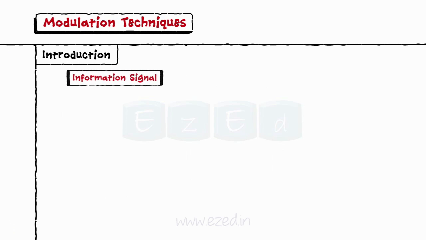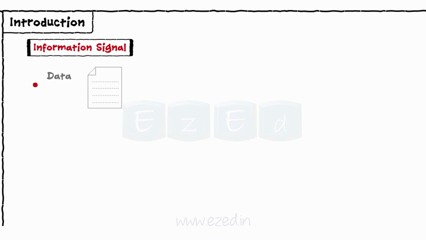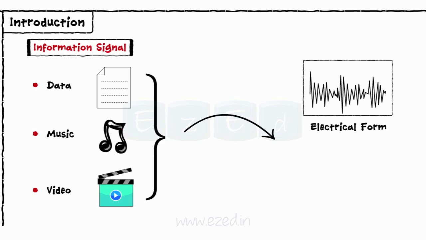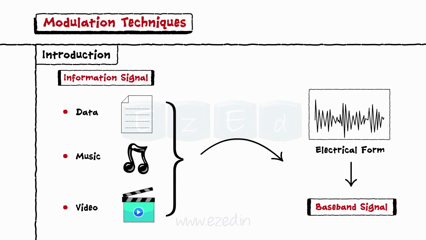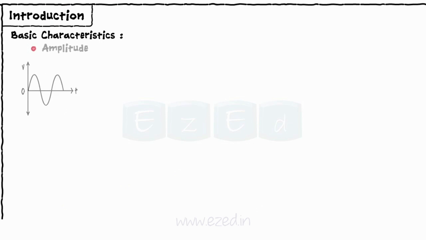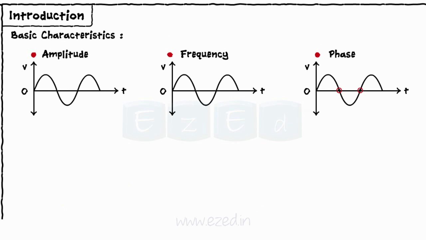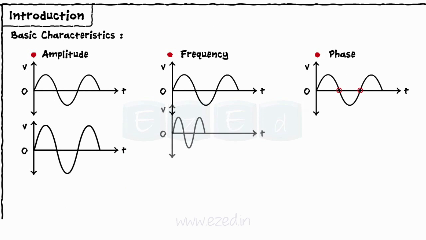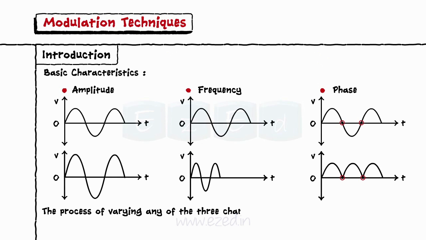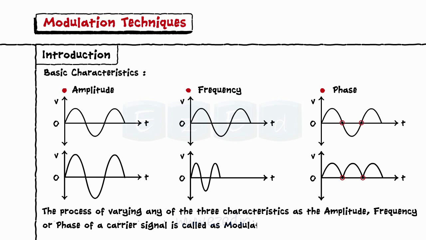We know that the information signal to be transmitted can be of any form such as data, music, video, etc. But before transmission, it is first converted into its equivalent electrical form. The electrical equivalent of the original signal is called the baseband signal. Every electrical signal possesses basic characteristics such as amplitude, frequency, and phase. We need to change the characteristics of the signal to make it more appropriate for transmission. The process of varying any of the three characteristics, amplitude, frequency, or phase, of a carrier signal is called modulation.